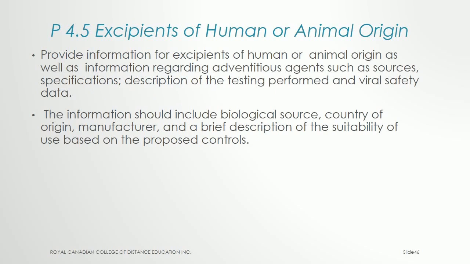Provide information for excipients of human or animal origin as well as information regarding adventitious agents such as sources, specifications, description of the testing performed and viral safety data. The information should include biological source, country of origin, manufacturer, and a brief description of the suitability of use based on the proposed controls. Note: for gelatin used in pharmaceuticals, supporting data should be provided which confirms that the gelatin is free of bovine spongiform encephalopathy or transmissible spongiform encephalopathy. If the supplier of the gelatin has a DMF registered with Health Canada, a letter of access should be provided.